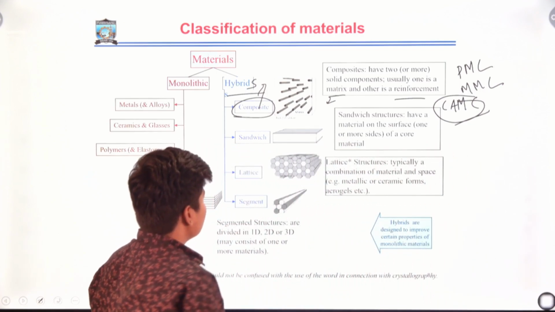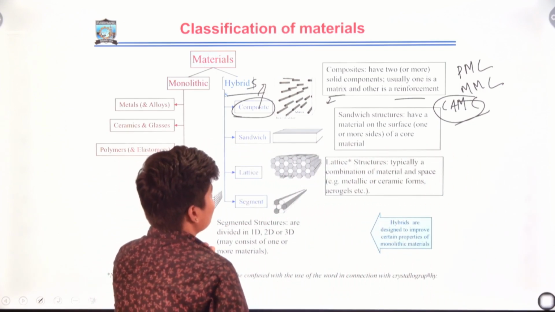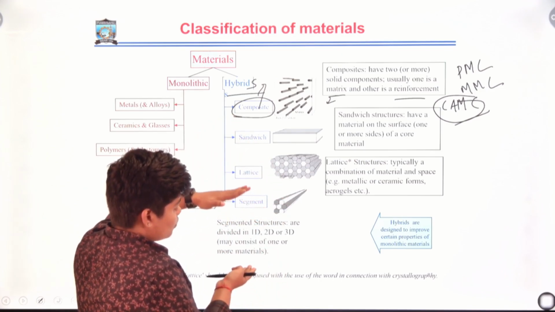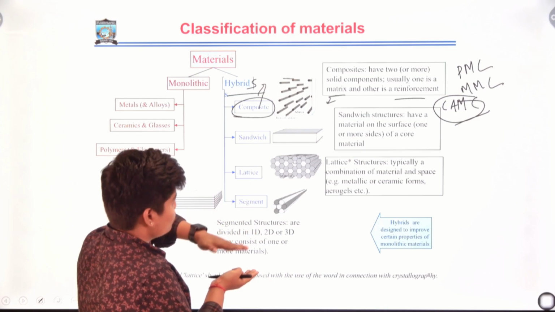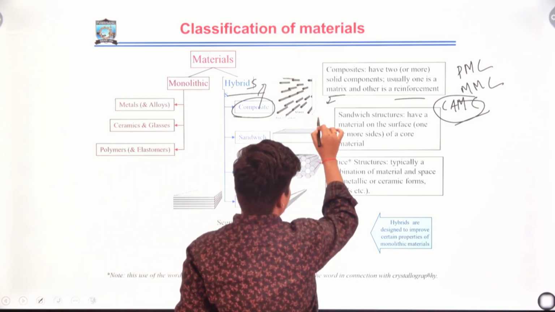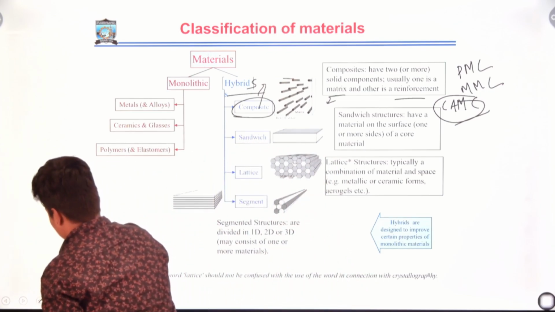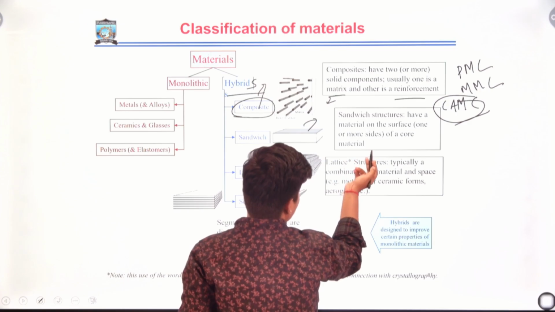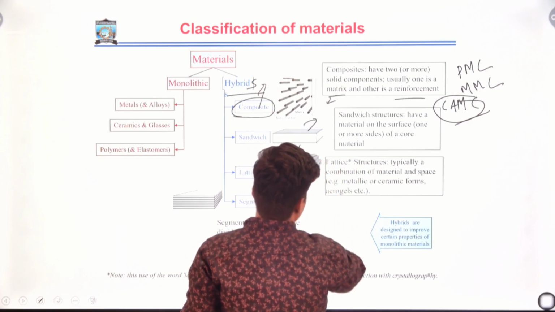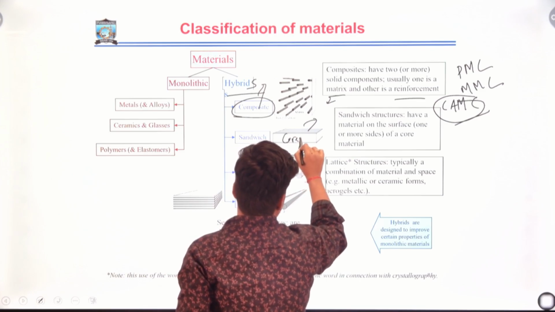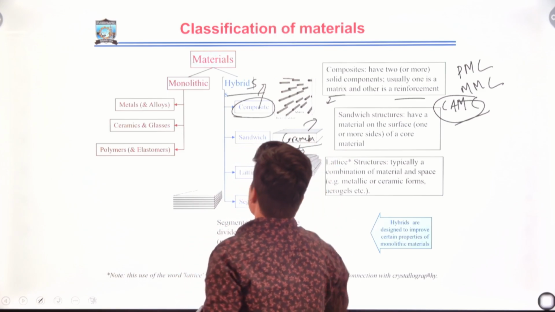Now the second one is sandwich. From the name it is clear. Sandwich means one material is on the surface, either on one side or on both sides, and the core material is in between. This is another type of hybrid material.